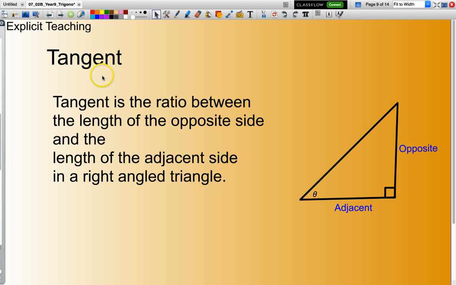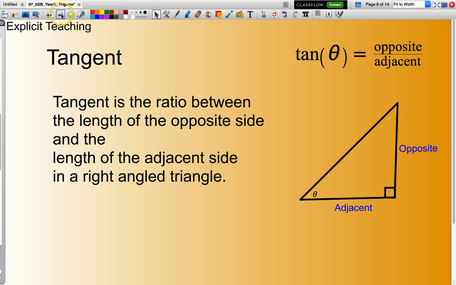Now, tangent is the ratio between the length of the opposite side and the length of the adjacent side in a right angle triangle. And there you go, tan theta equals opposite divided by adjacent.